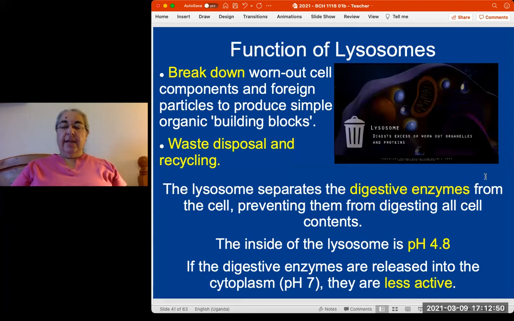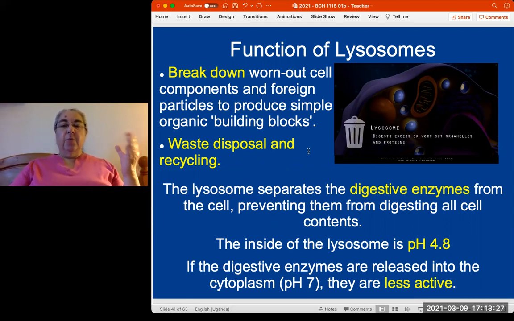And the next structure is the lysosome. So I hope you remember from the video that that was described as being the rubbish collection, the trash collection, the waste disposal and recycling in the cell. So the function of the lysosome is to break down foreign particles that have been brought into the cell or worn out cell compartments and break them down to produce the individual building blocks.